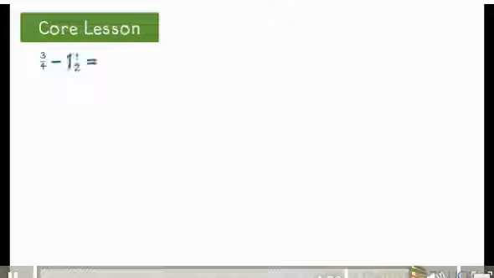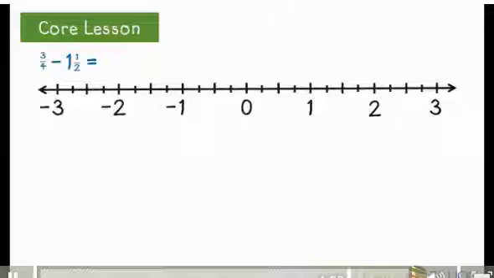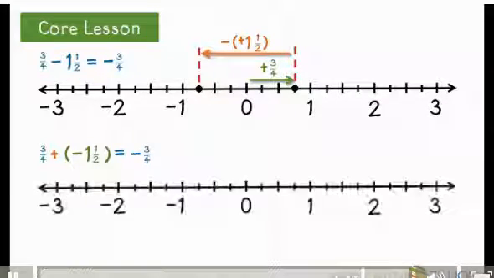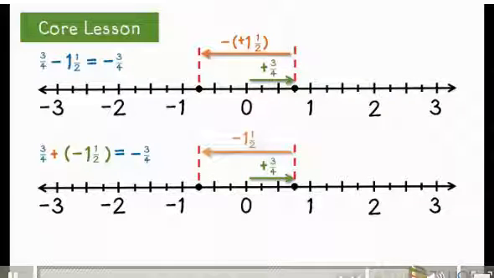Let's try 3/4 minus 1.5. When we find the answer on a number line, we can see that it is negative 3/4. If we change the problem to add the opposite number, we expect the answer to again be negative 3/4. When we complete the problem on a number line, we can see that this is indeed the case, and that the two equations are equivalent.